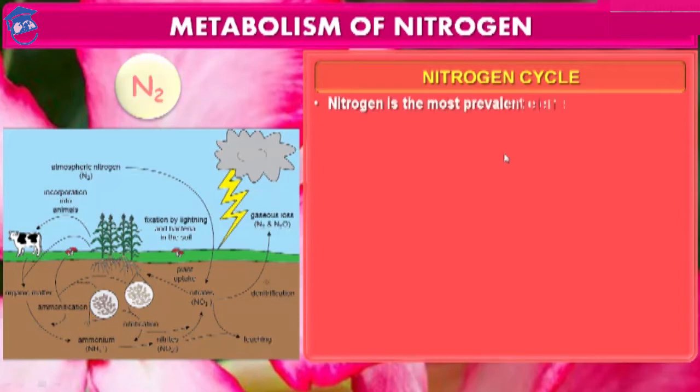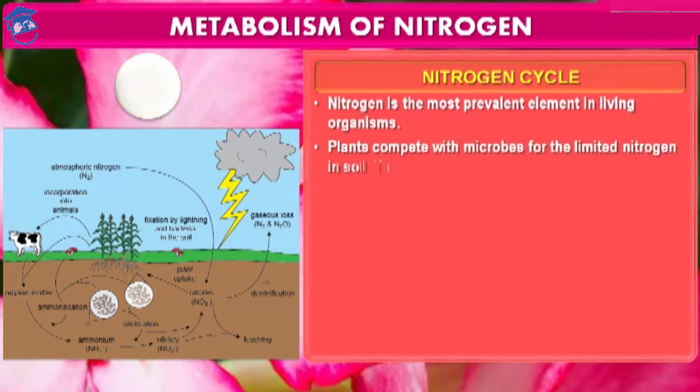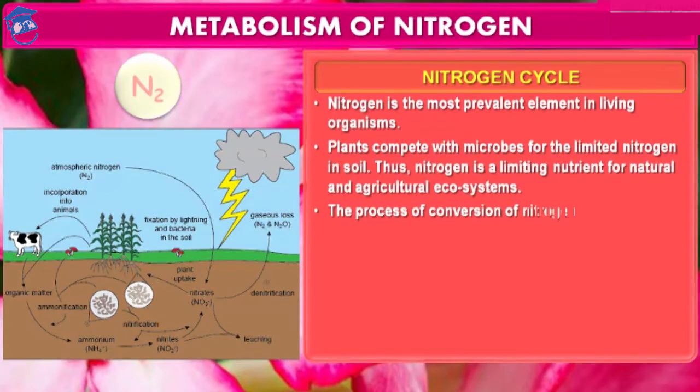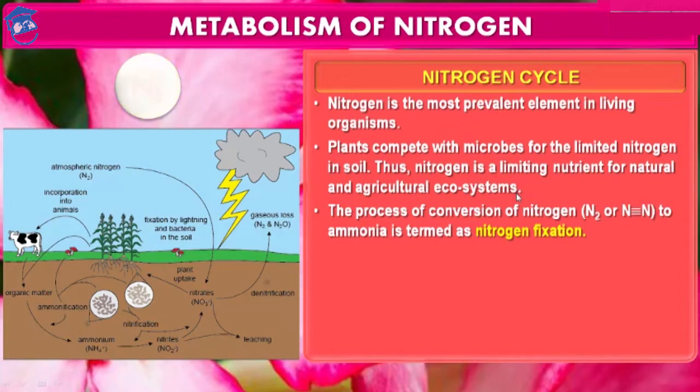Okay, so nitrogen is the most prevalent element in living organisms, students. Okay, plants compete with microbes. Okay, as I told you, plants compete with microbes for limited nitrogen in soil. Thus, nitrogen is a limiting nutrient for natural and agricultural ecosystems. The process of conversion of nitrogen, that is N2, to ammonia is called nitrogen fixation, students.